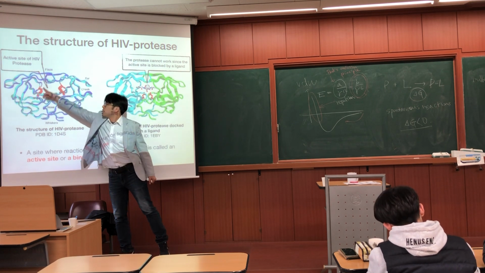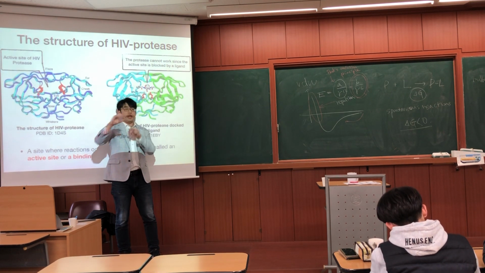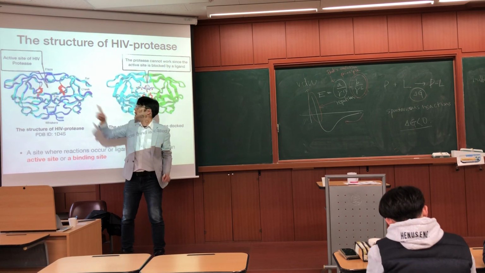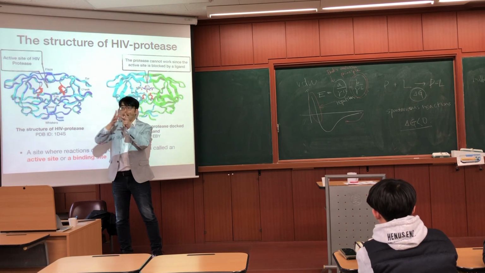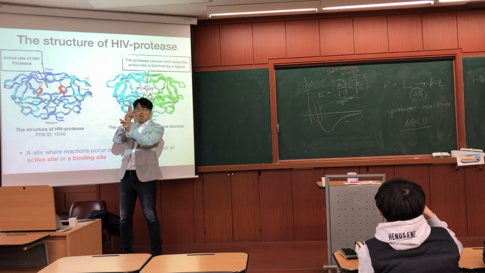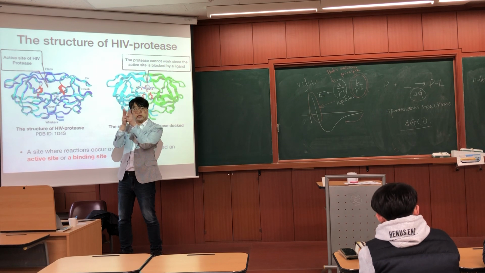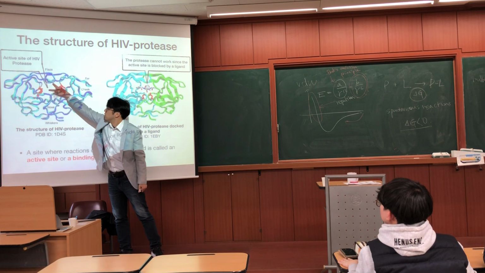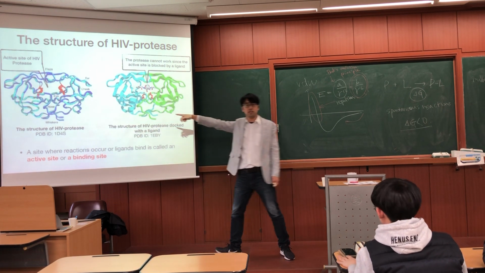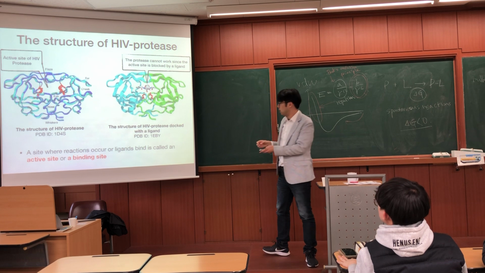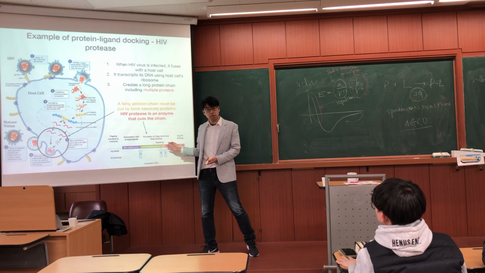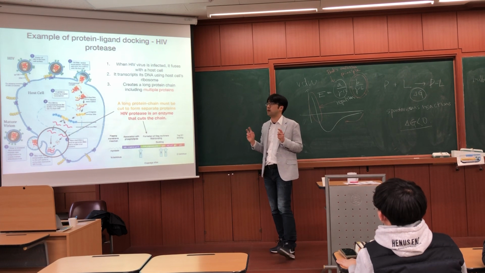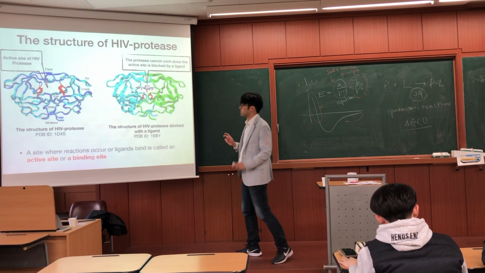Actually there is a hole, right? There is a tunnel. And through this tunnel, a long protein chain, a long peptide chain, goes through. Once it goes through, at the proper spot, it cleaves. It cuts a long protein chain into 9 pieces. This is the essential enzyme that cuts the long chain into 9 pieces. It is one of the most important proteins from the HIV virus.